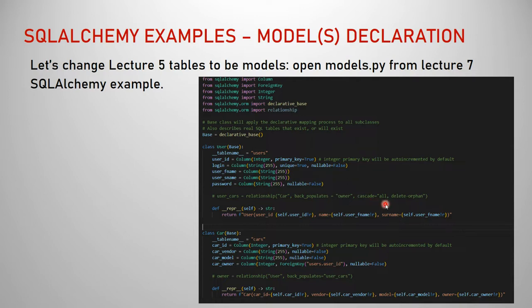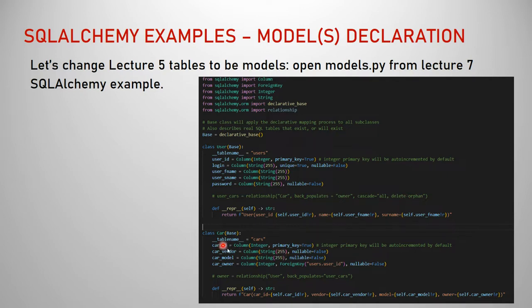And cascade means you can erase some, for example, if you erase a user, the cars that belong to this user will be deleted because we have this stuff here, delete orphan. Orphan means, you know what orphan means, yes? So if we don't have any owner for the car, this piece of code will say that it should be deleted. So this is what cascade all delete orphan means.